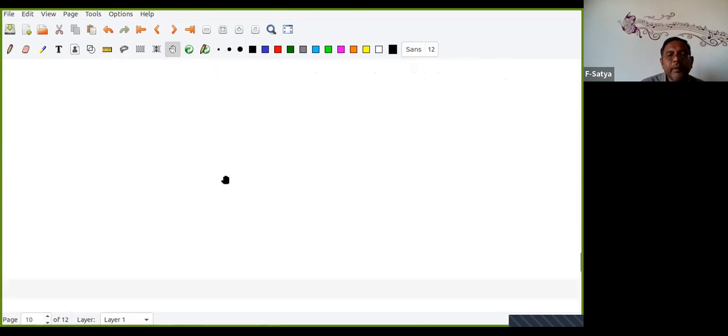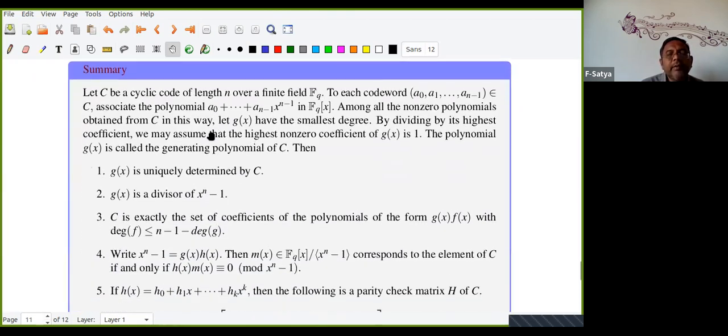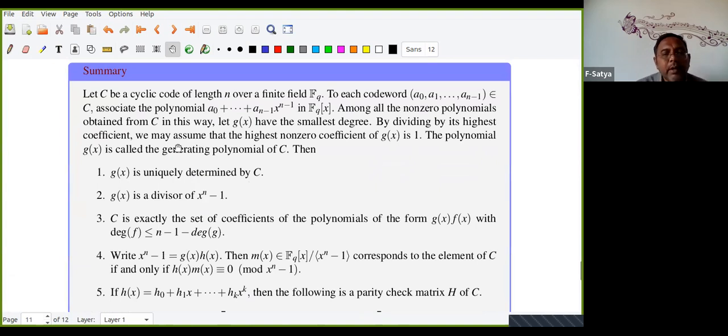Yeah. Now let me summarize everything one time. Let C be a cyclic code. So this is the summary, the entire summary of whatever we have done till now. I'm bringing it one more time.